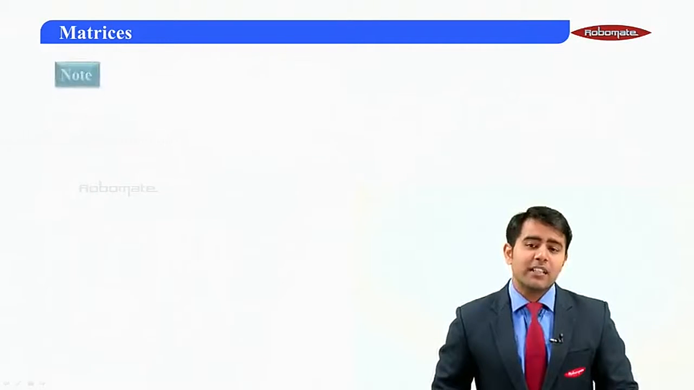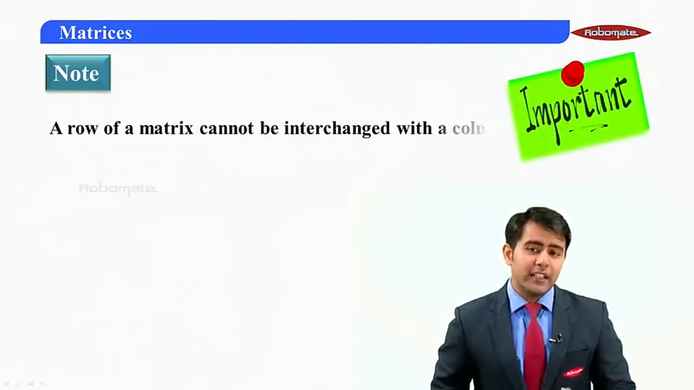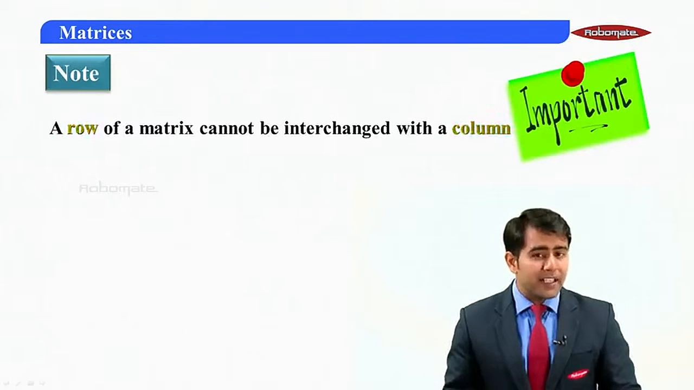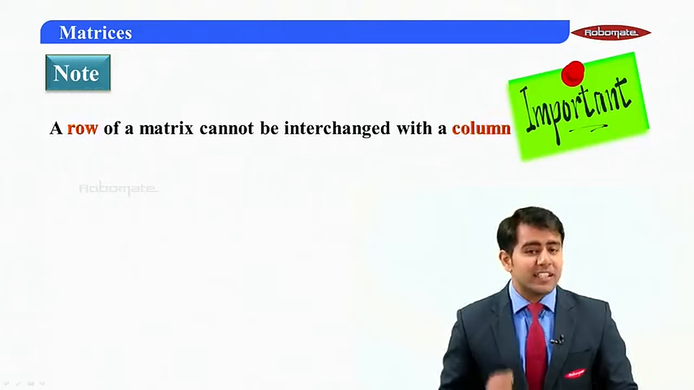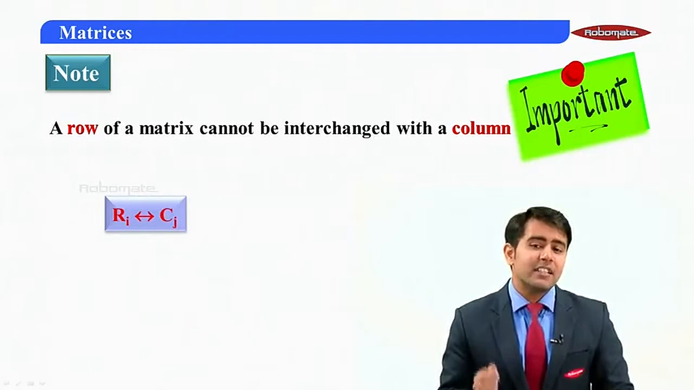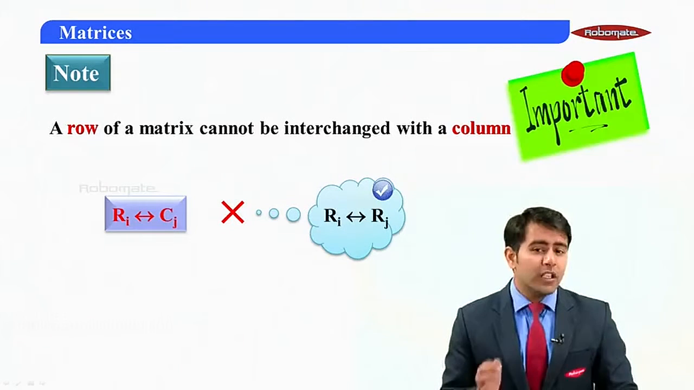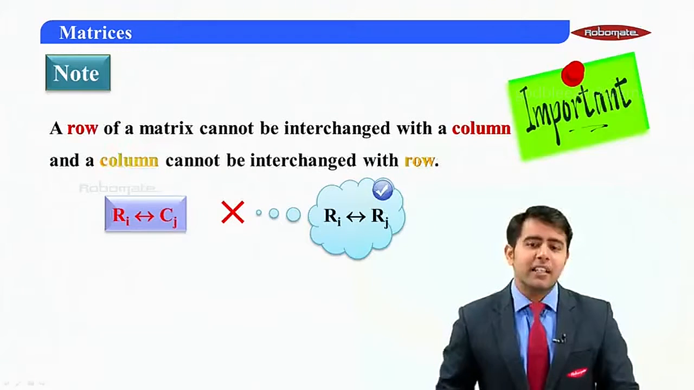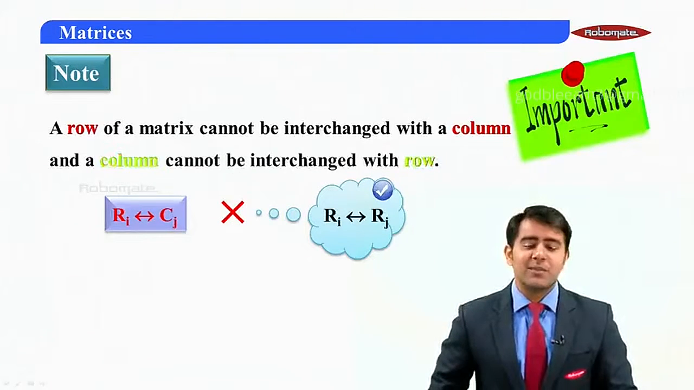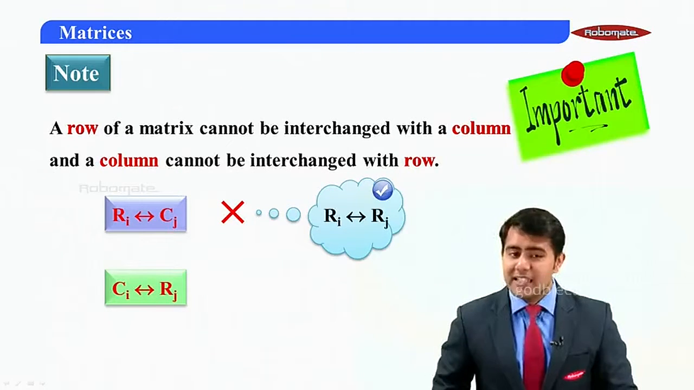Now let us try to understand some important points here. What we should note here is, a row of a matrix cannot be interchanged with a column. That is, Ri interchanged with Cj is not applicable. We can only use Ri interchanged with Rj. Similarly, a column cannot be interchanged with a row. That means Ci cannot be interchanged with Rj.